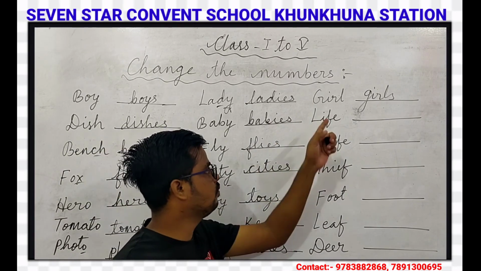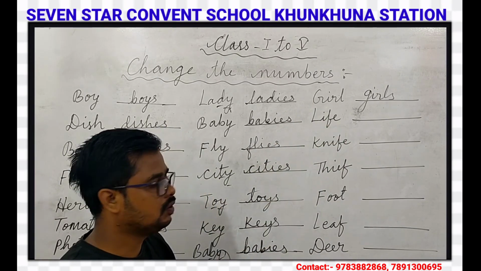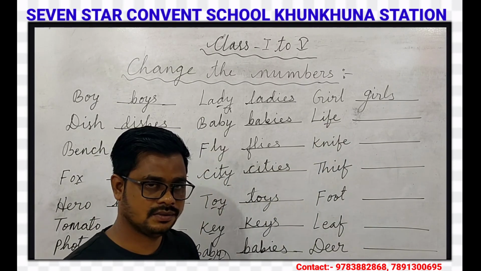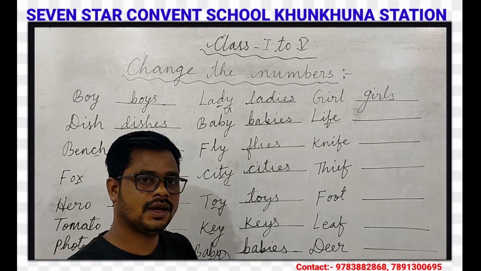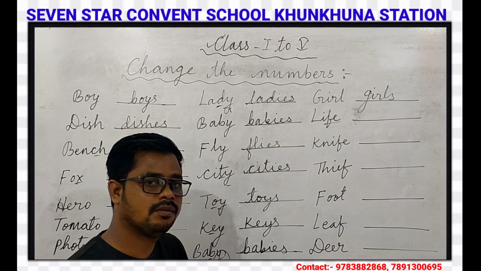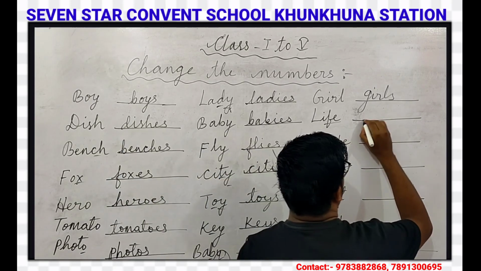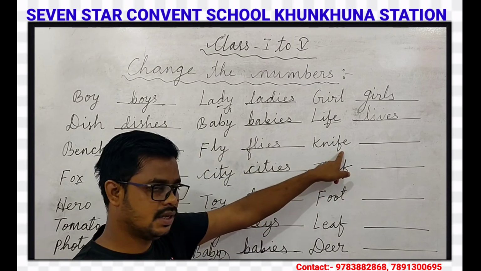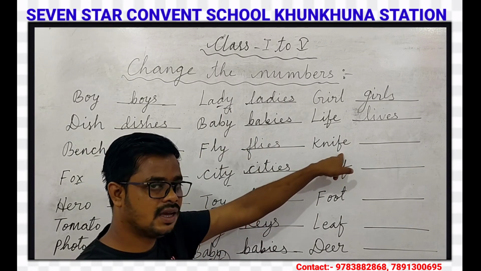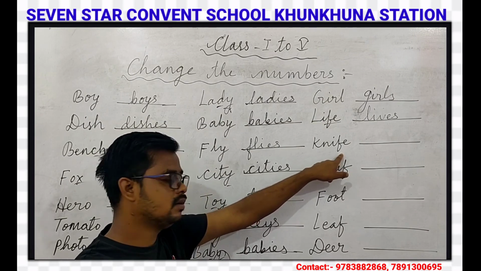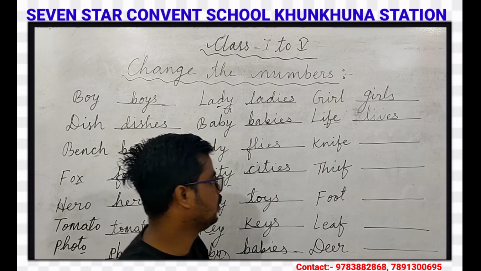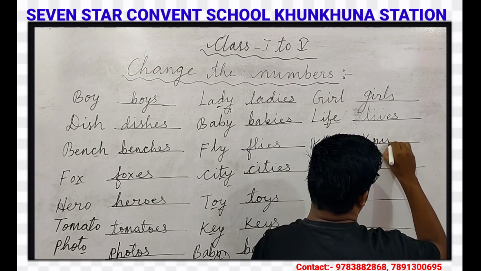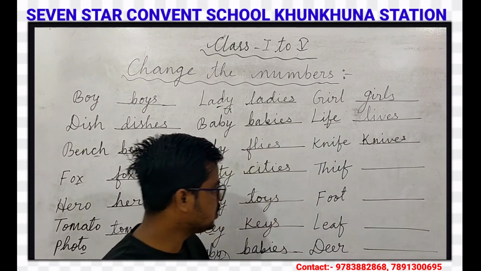Life, L-I-F-E. The ending letters of life are F-E. So what do we have to do to make it plural? We have to remove the F-E and add V-E-S to make it plural. Life will become lives. Here also the ending letters are F-E. So we remove the F-E and add V-E-S. Knife will become knives. K-N-I-V-E-S, knives.